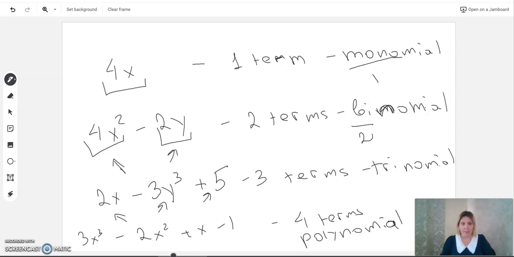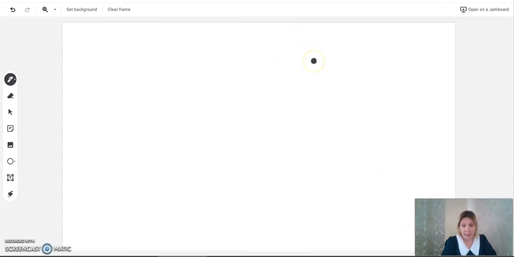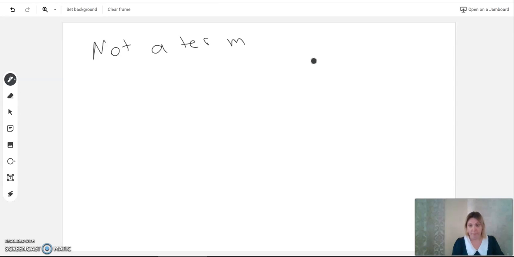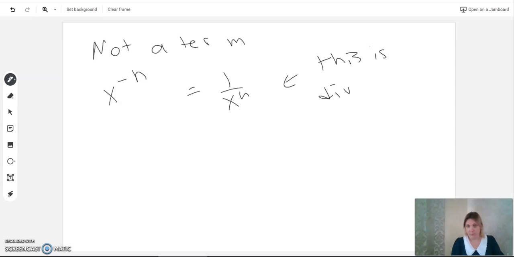Awesome! Very, very easy. Except sometimes there are tricky things happening. And the trickiest thing is when you see something that looks like a term but isn't. So let's review what is not a term. Obviously, x to the negative number, any negative number. This is a division. And we must have multiplication.